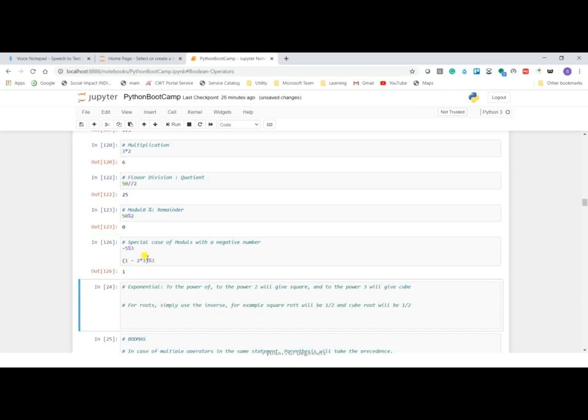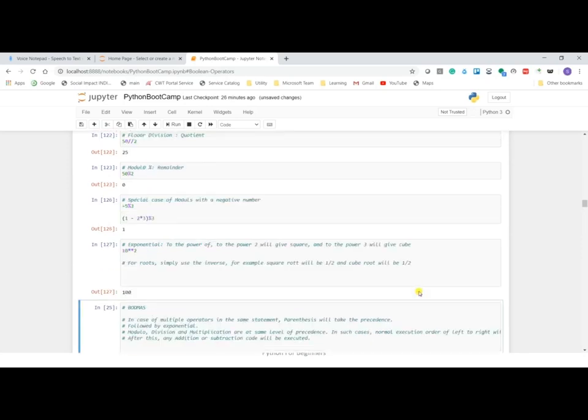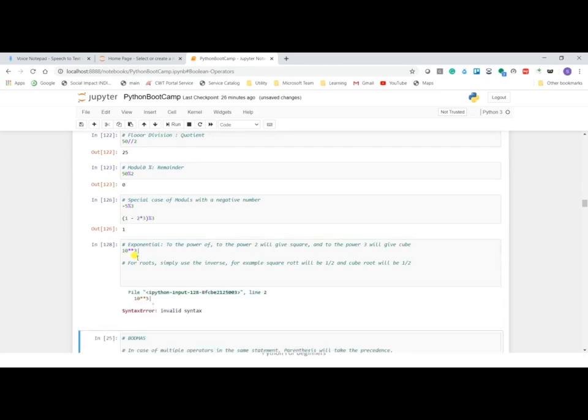Next, let's cover the exponential. Exponential means to the power of. So if you have a number which you want to give a power of, for example, you have 10 and you want to say 10 to the power 2, then the value would be 100, as you can see here, right? And if you would have given 3, then it would have been 1000. Oops, sorry.